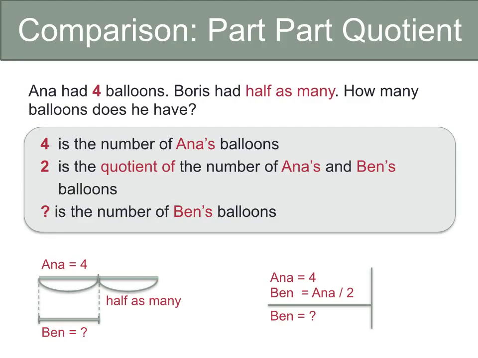In this problem, the students also need to find one of the parts, but the unknown part is smaller than the other. If a comparison problem contains more than 2 parts, the visual model has 3 or more lines. The logic of the problems stays the same.